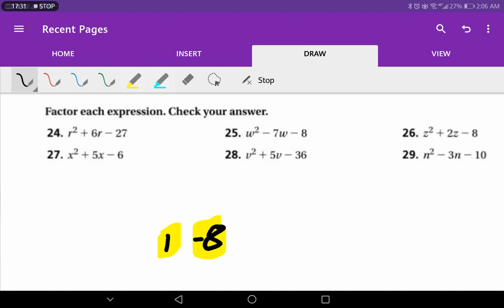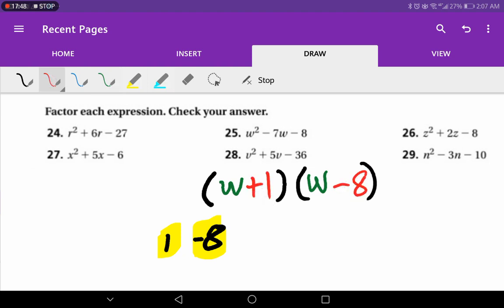Now how can we write the factors? We write it like this. Parentheses. We write the letter. Okay, it is positive 1 at the beginning and negative 8 at the end. So these are the two factors. And please go and check the middle term sign. It is negative. See, the negative sign will go to the bigger factor. Before, when the middle term was positive, the positive sign went to the bigger factor.